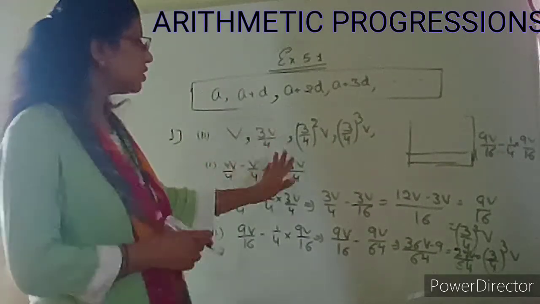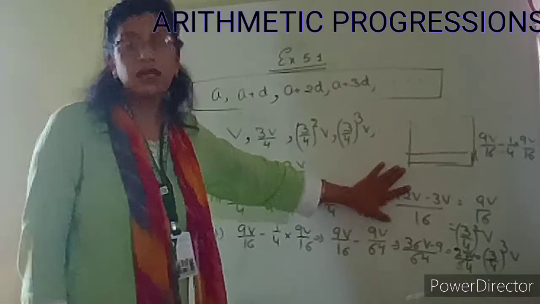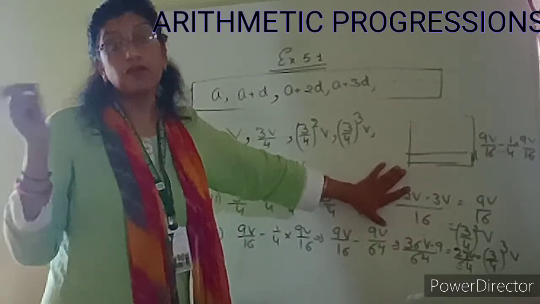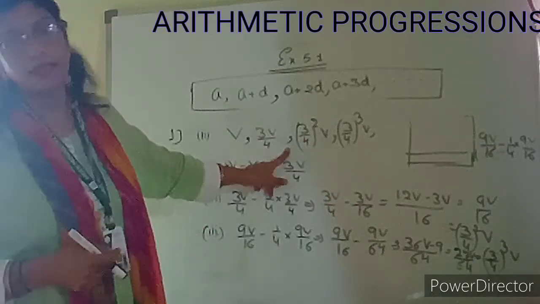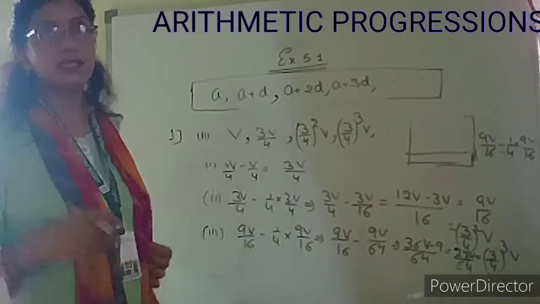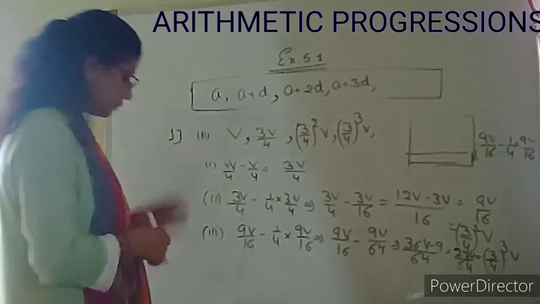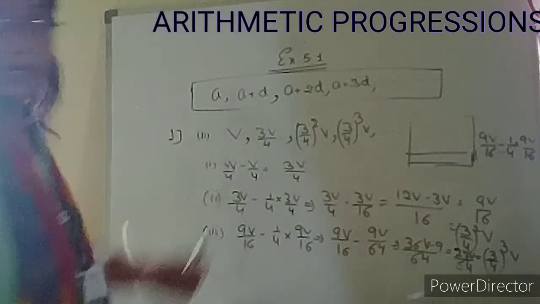Okay, so what was the question? We have an air tank. Every time we are removing 1/4 of the total volume of the air. So this series we are getting. Okay, so now let us see whether this is in AP or not. Just subtract this. So let us subtract.